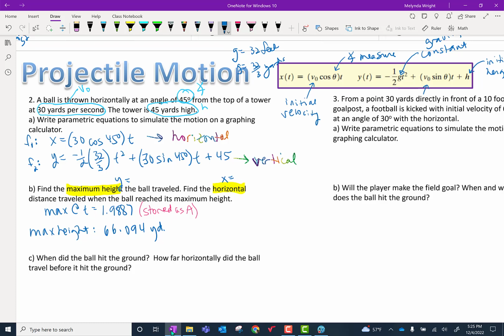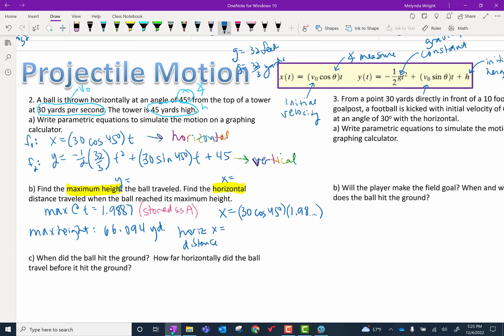So great, we got the maximum height, we know when it happened. Now we want the horizontal distance. So what we actually would be doing, and I'll write it out, to find the horizontal distance, we're going to put in that 1.9887, etc., into our x equal equation. So I would have 30 cosine 45 degrees, that's a number, and I'm going to multiply that by the 1.98, and so forth. Now I'm going to, of course, have my calculator do that. And this is going to be the horizontal distance.